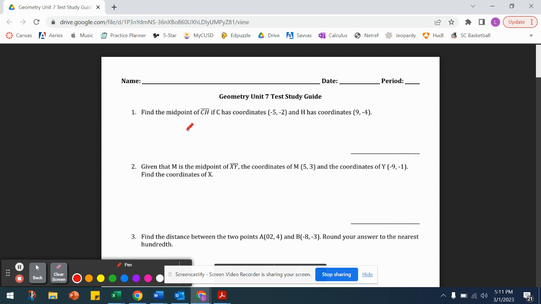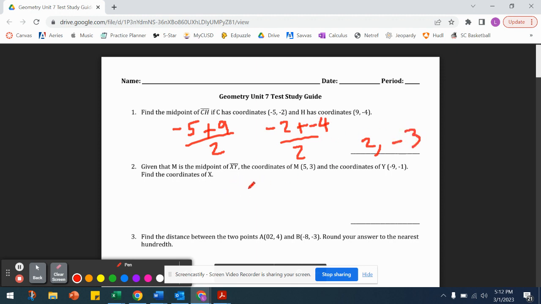First one says find the midpoint. To find the midpoint, all we need to do is take the x's, which is -5 and 9, add them together and divide by 2. And then we're going to take the y's, which is -2 and -4, add them together, divide by 2. So this is 4 divided by 2, which means I'm going to get 2. This next one is going to be -6 divided by 2, which is -3.